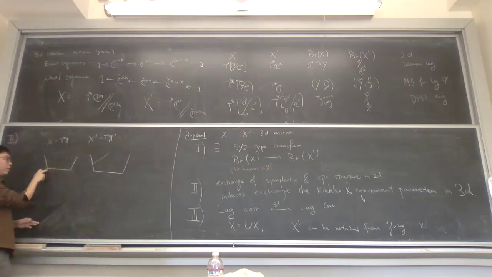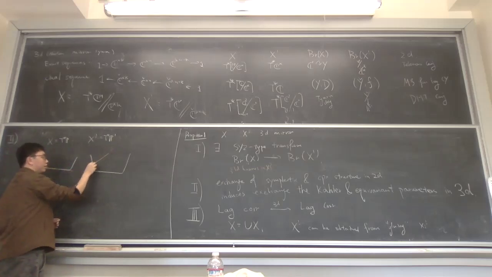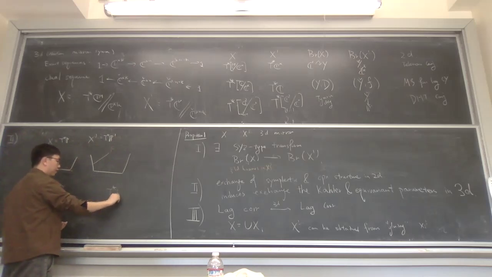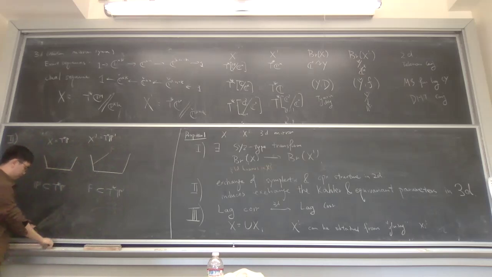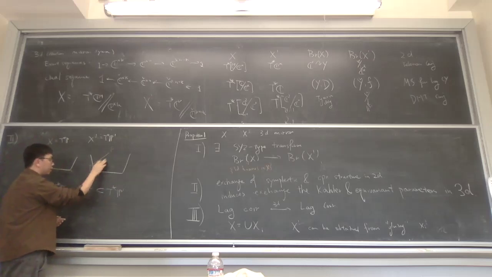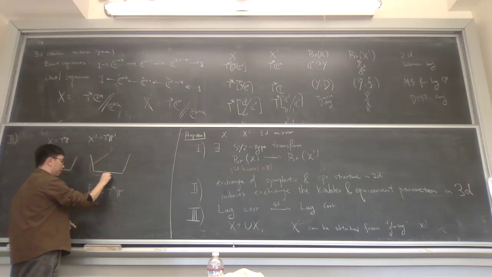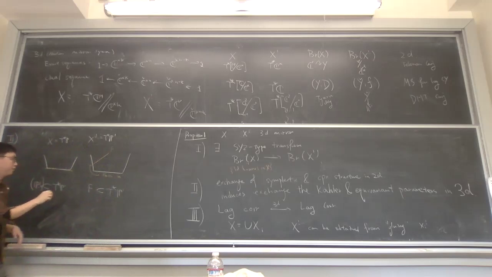The 3D mirror brane for this zero section will be some Lagrangian F here. So the T star P1, brane P1, will be 3D mirror to T star P1 with some Lagrangian F. Okay, so this Lagrangian has some symplectic form. So the P1 has some symplectic form. And the F will intersect this cotangent fiber at one single point. And this intersection will depend on the symplectic form.